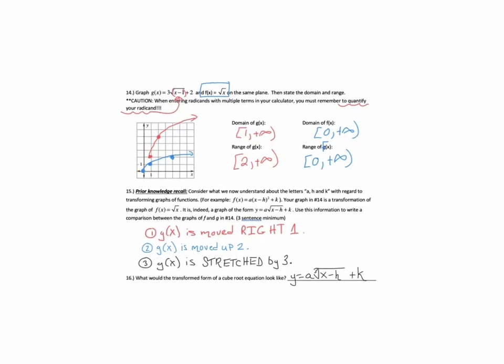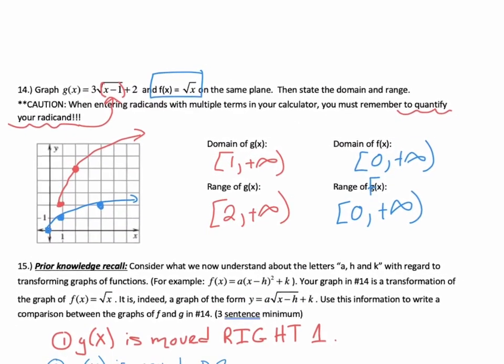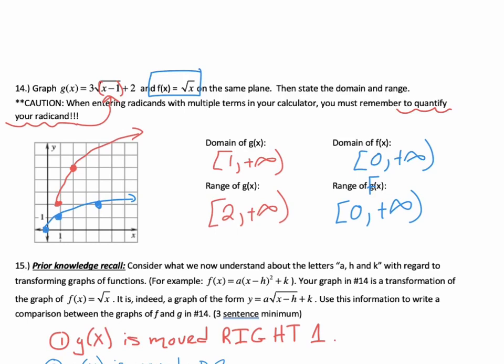So with regard to number 14, you're going to see two graphs. Again, I started just by graphing the square root of x. So the square root of 0 is 0. The square root of 1 is 1. The square root of 4 outputs 2. So I get the point (4, 2). So that's that blue graph right there.